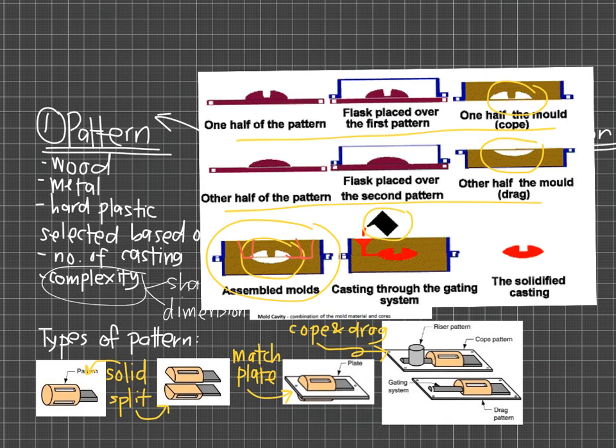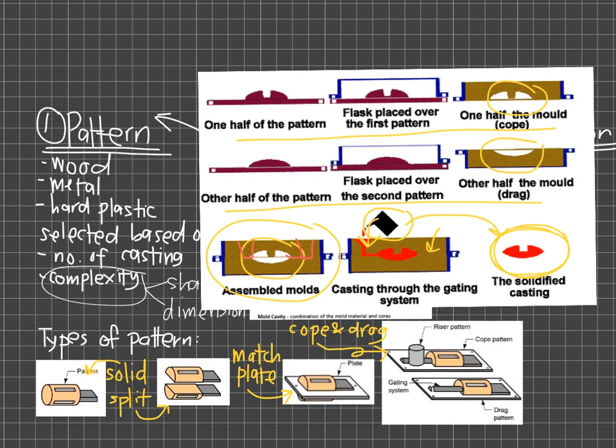Okay, next, the pouring process. We melt the material and then we pour the molten metal through our sprue, and then it goes through the runner and fills up all the mold cavity, and then we let it solidify. And finally, we have to break the mold, break the sand here, and we have the final product here.